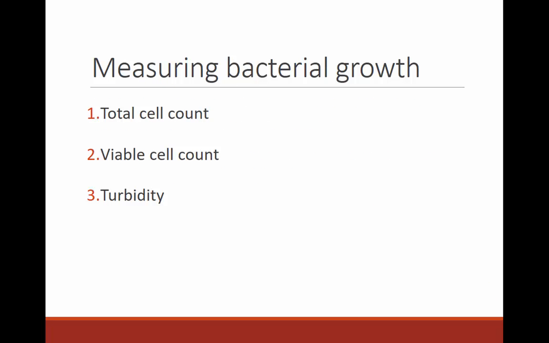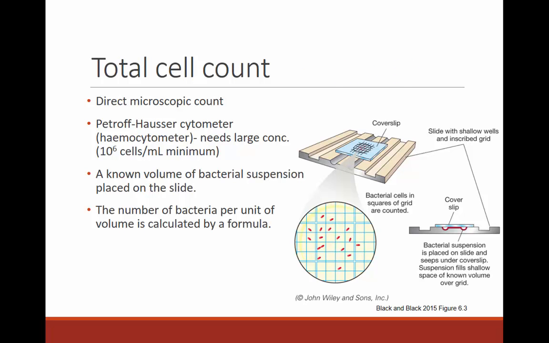But when we start to grow them, sometimes we just need to know how many are viable. So how many are living? One way we can do that is a viable cell count, but sometimes you might just want to look at a total cell count. So how many cells were actually there? They might not be viable, but they're still there.